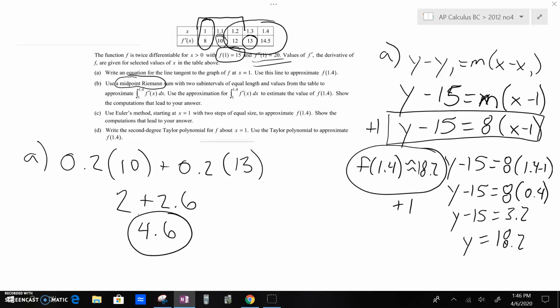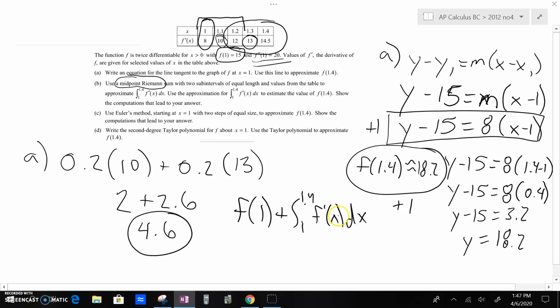So if I'm using that to find the value of f of 1.4, I've now got to figure out what to do with this thing. We're going to take that integral value. That's the amount we're adding to f of 1. So if we take f of 1 and we add the integral from 1 to 1.4 of the derivative, the integral of a derivative just is the function, so that's giving me the additional functional value from 1 to 1.4. So f of 1, I know that to be 15, and then I'm going to add this 4.6 on, and that's going to give me an estimate value of 19.6.